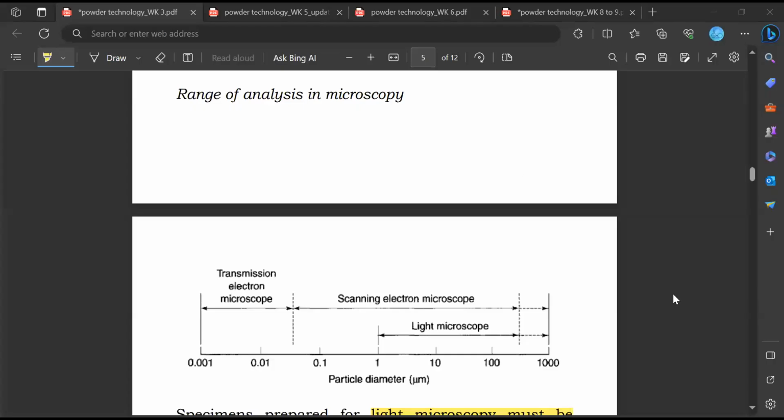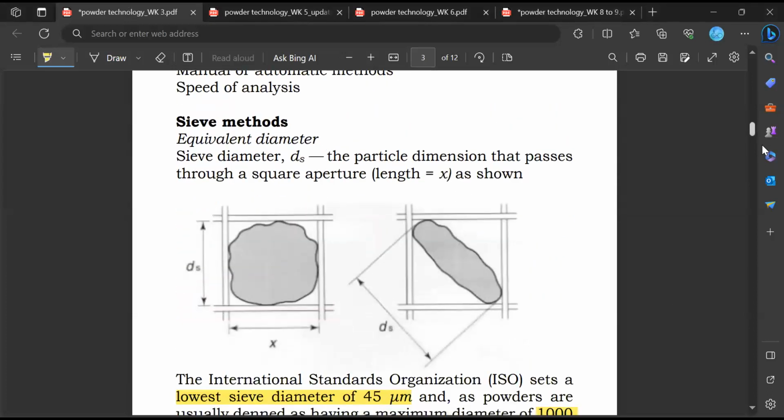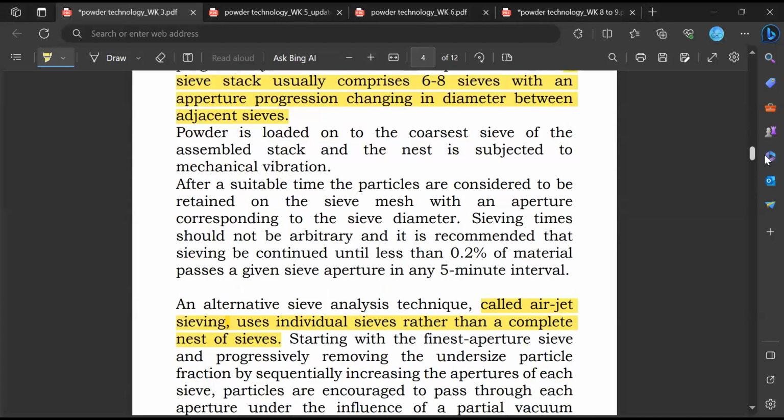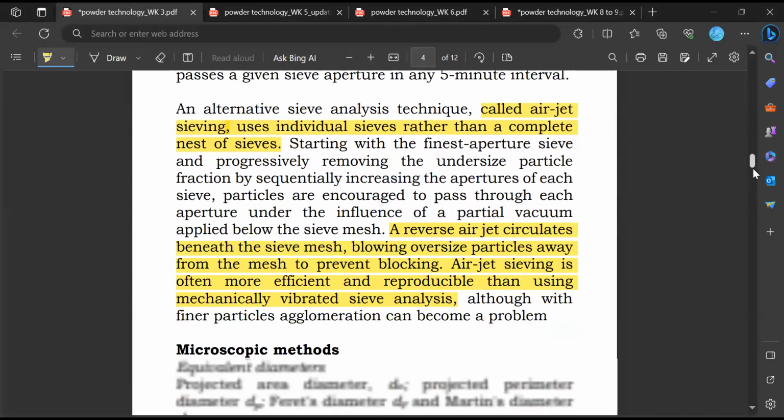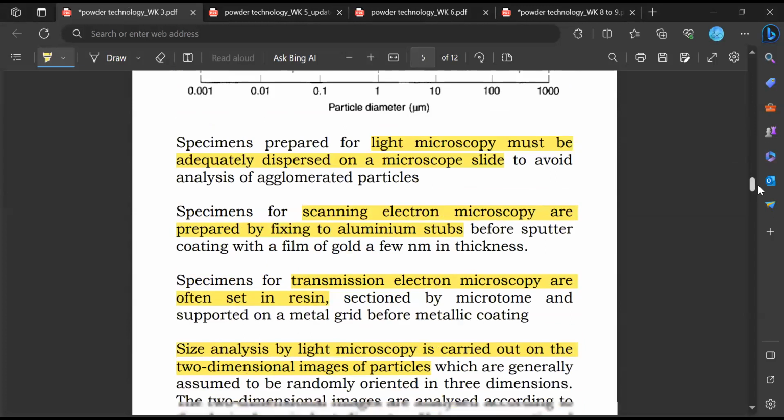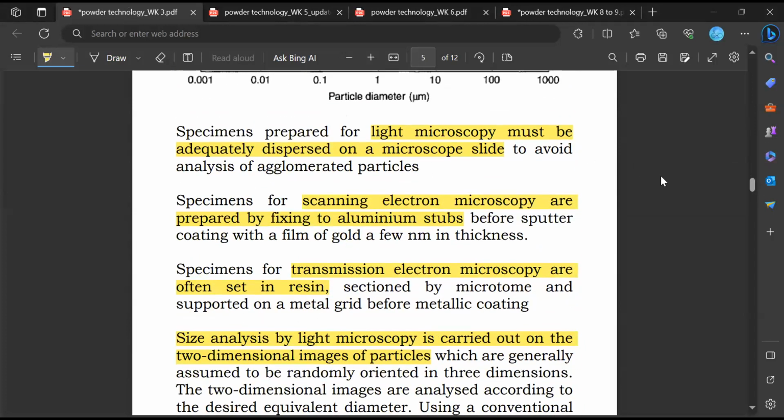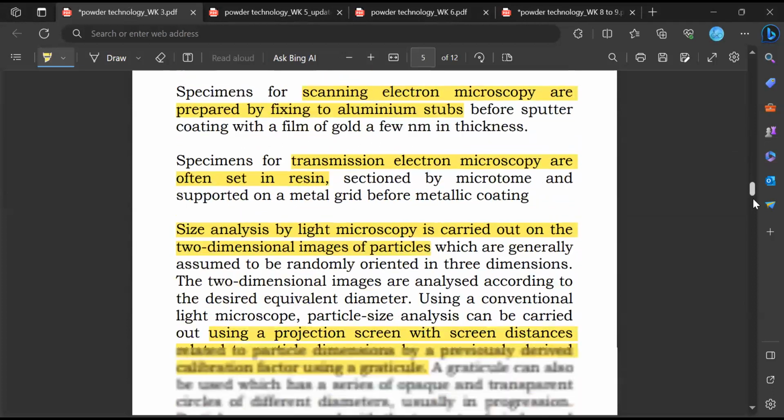So let's just do an overview again. Particle size analysis has the sieve methods, where you use a sieve to separate out the different particle sizes. Next are microscopic methods, where you can see the particles themselves using light microscopy, scanning electron microscopy, or transmission electron microscopy.